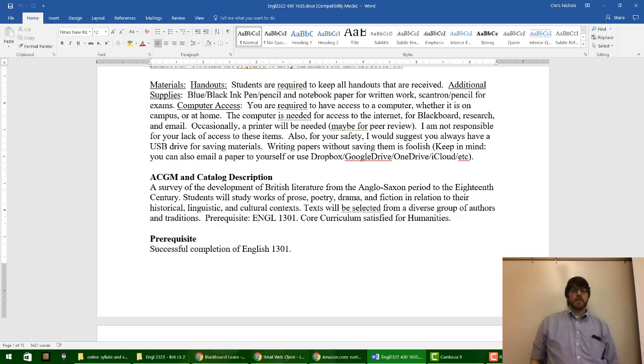A printer will be needed, like if we had a peer review, but I don't think I have to this semester. I've called but haven't gotten verification. I'm not responsible for your lack of access to computer items. Also for your safety, I would suggest you always have a USB drive for saving materials and also back them up to a cloud service. Writing papers without saving them is foolish. Also keep in mind you can email a paper to yourself or use Dropbox, Google Drive, OneDrive, iCloud, that kind of stuff to back up papers.